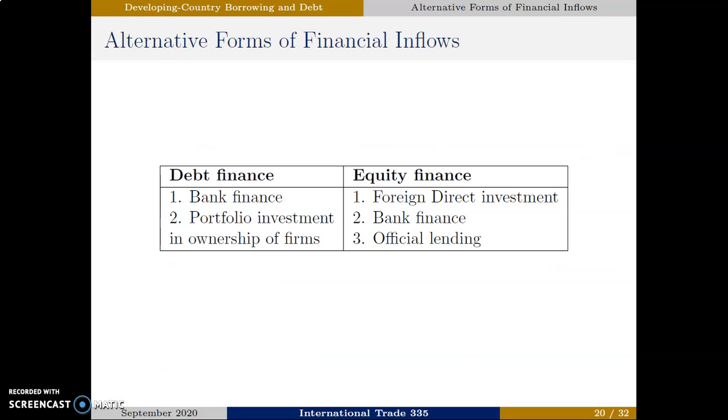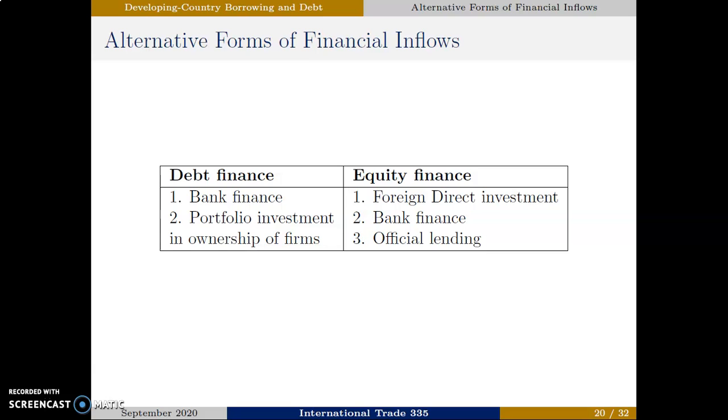Other than borrowing and debt from other countries, there are some alternatives for financial flows between developing and developed countries. The most common forms are debt finance and equity finance. Debt finance takes the form of bank finance or portfolio investments in firms. Equity finance takes the form of foreign direct investment, bank finance, and official lending.